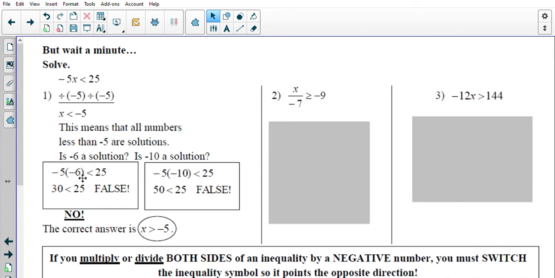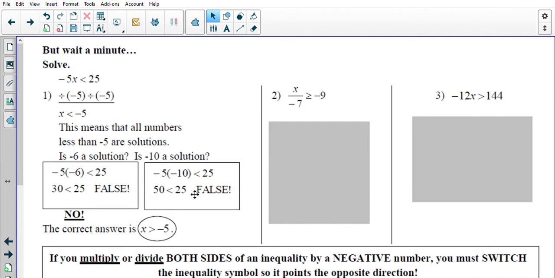Negative 5 times negative 6 is 30. Is 30 less than 25? It's not. What about negative 10? Negative 5 times negative 10 is 50. Is 50 less than 25? It's not. So numbers that are less than negative 5 don't actually make this true.